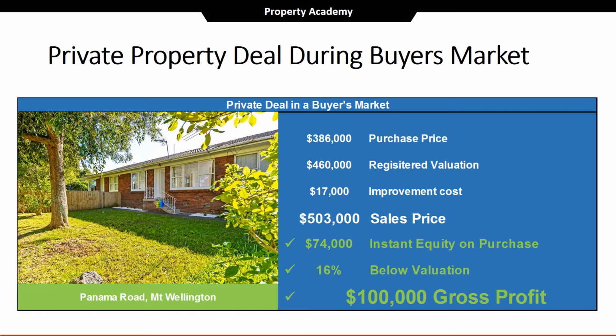Now, this vendor actually had a registered valuation before approaching me, and the valuation actually sat at $460,000. And the valuation was not too long ago. I think it was within a 6 month period, during which rules have slowly started to change, and it started becoming more of a buyer's market than a seller's market. So he obviously knew about this, and he knew about the shift in the market. So I heavily negotiated the price down to $386,000.